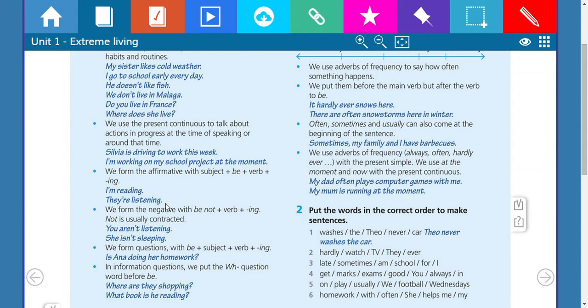They're listening. Okay, they're listening to the teacher. Is the complement. They're listening to music. They're listening to the news, no? On television. To form the negative with be not plus verb plus ing, not, it's usually contracted, no? For example, you say you aren't listening. You could say you are not, but it's not common. I say it's not usually used.